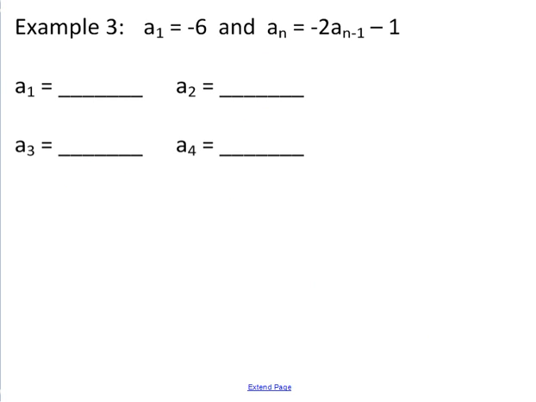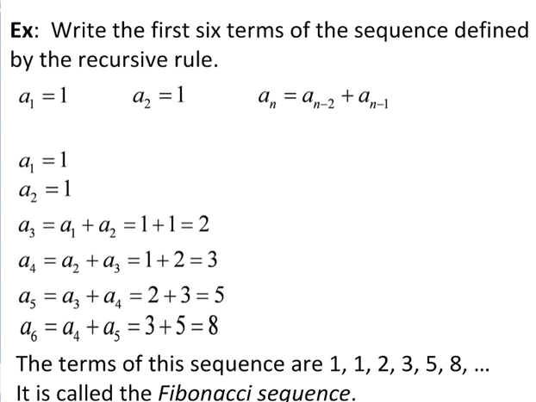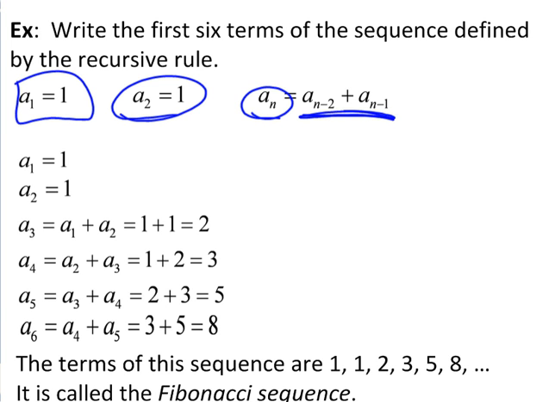All right, have you worked that one on your own? So those two I'm going to have you do on your own. First 6 terms. First term is 1. Second term is 1. The next term, add the 2 prior terms.